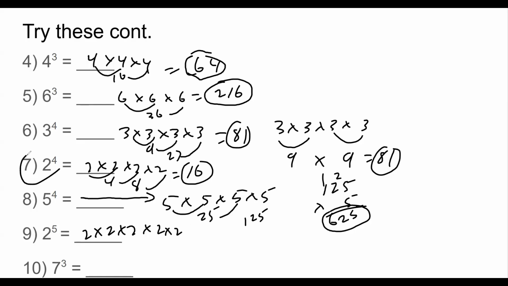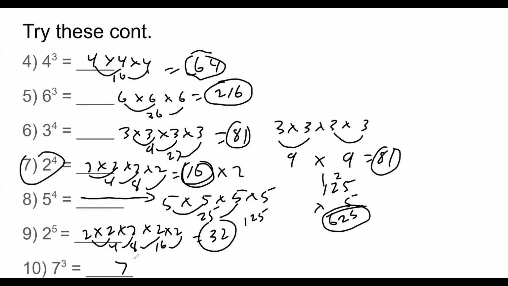2 to the fifth is 2 times 2 times 2 times 2 times 2. You could just look at number 7 and just do another times 2. All right, 2 times 2 is 4. 4 times 2 is 8. 8 times 2 is 16. And then 16 times 2 is 32. So it's just 16 here times 2.